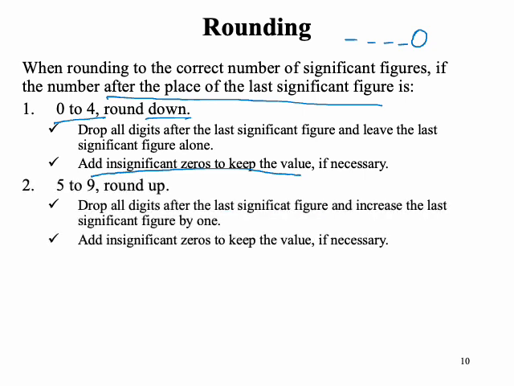If your following digit is equal to 5 or greater than 5, anything above 5 or 5, then drop all the digits after the least sig fig and increase the last significant figure by 1. Add the insignificant zeros if needed in both cases, which means you can add a 0 as a placeholder if that is needed in your case. That depends on the question.